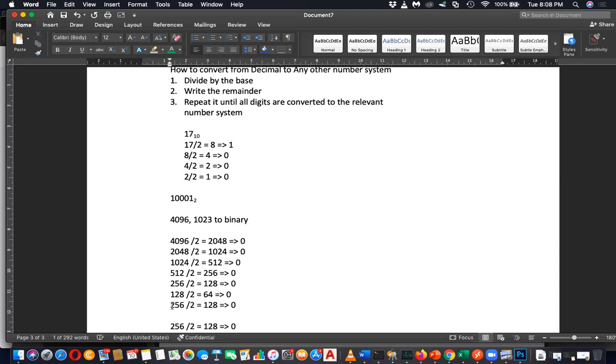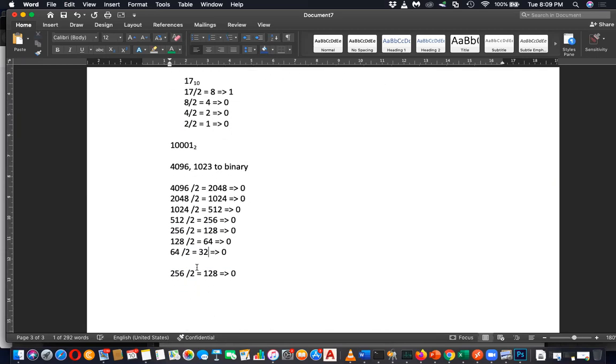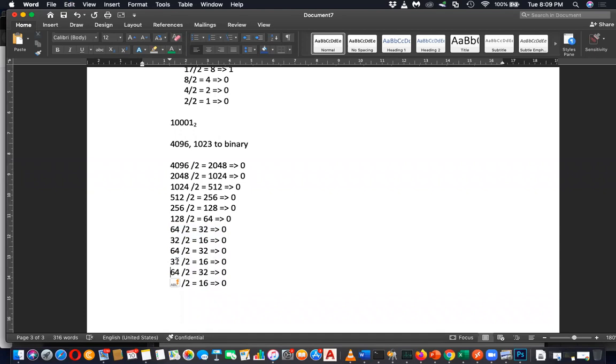Then 64, then 32, remainder 0. Then 16, remainder 0. Then 16 divided by 2 is 8, remainder 0. 8 divided by 2 is 4, remainder 0. 4 divided by 2 is 2, remainder 0. 2 divided by 2 is 1, remainder 0.